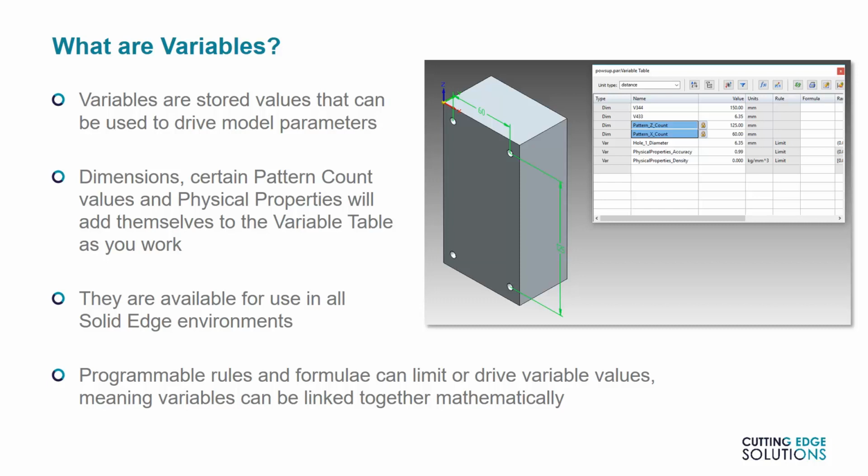Variable tables allow users to add rules and formulae to them, to limit the input values model features will accept, or control what the variables are, depending on certain conditions. With copied links to other variables, it's also possible to make one variable dependent on another. For example, if you always wanted a part's width to be equal to twice its length.